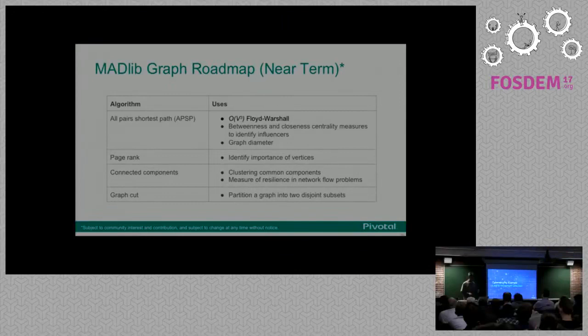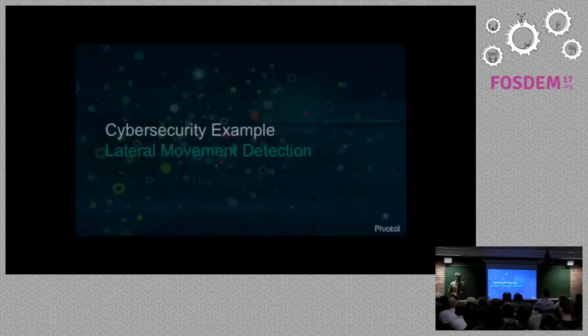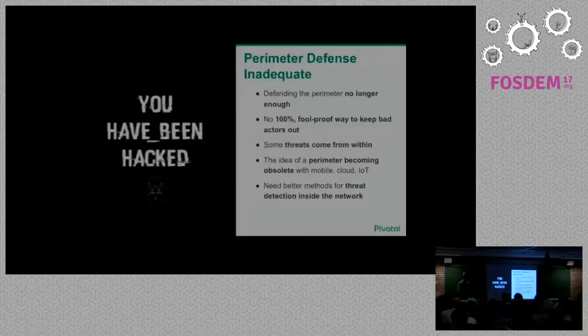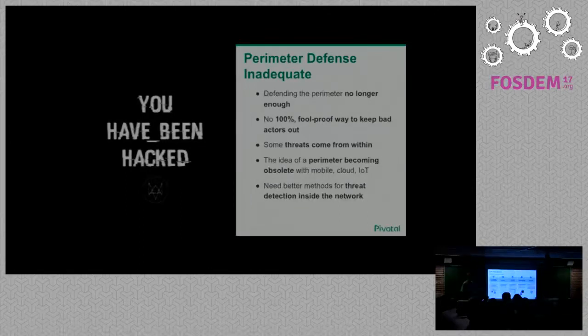Okay, so I'd like to finish with a cybersecurity example that we've been working on in lateral movement detection, which hopefully can illustrate some of the points I've been making. The idea behind this example is that perimeter defense is inadequate, which is to say you can't base your network security on keeping people out. You have to assume that people will get into your network, and you want to identify them in that case, right? Threats can come from within.